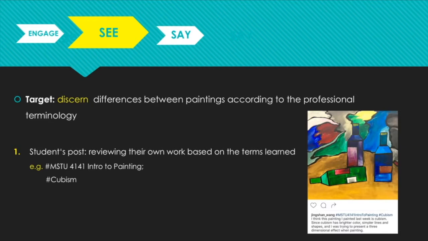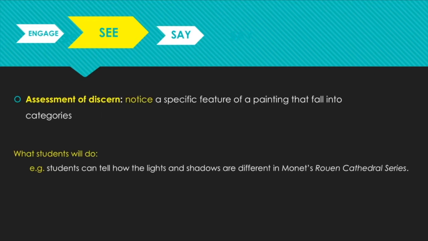They'll also need to write down how they discern a specific characteristic of their own paintings and refer to the professional terminology. To assess discern, we need to see whether students will be able to notice the typical features and characteristics of a specific painting that differentiate it from other paintings and fit it into categories. Specifically, a student can tell how the lights and shadows are different in Monet's Rouen Cathedral series.